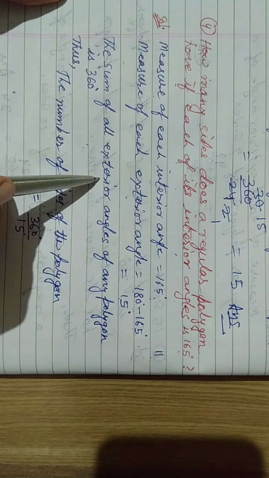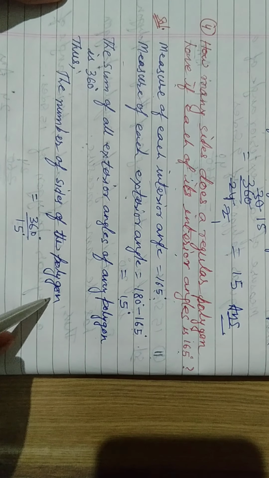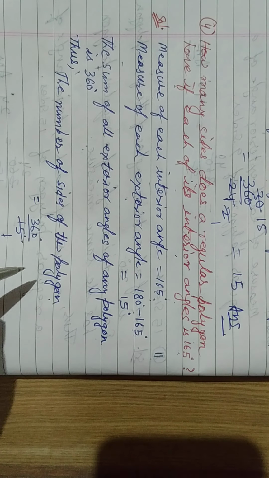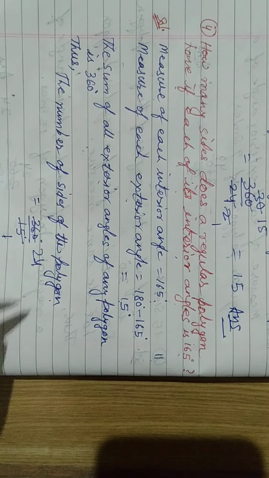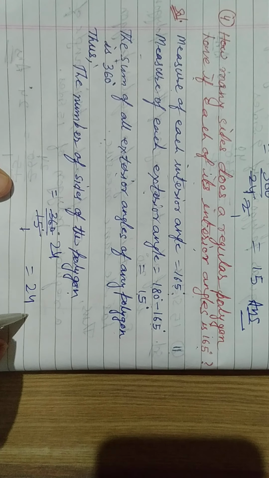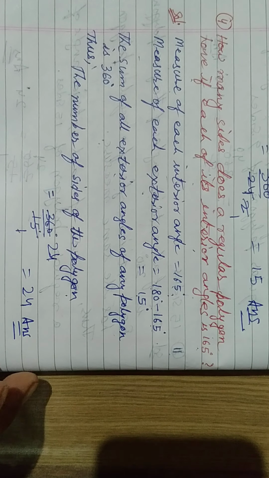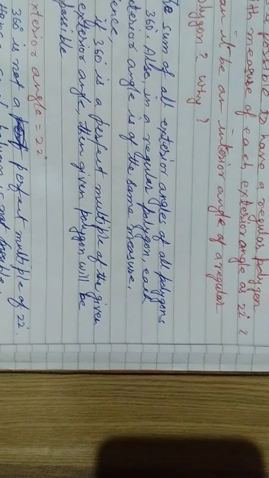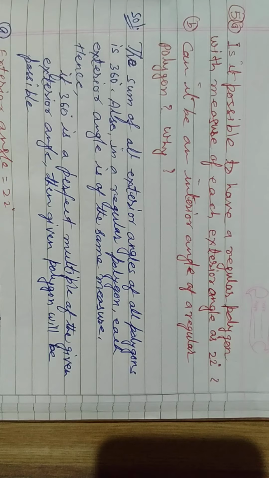We know that the sum of all exterior angles of any polygon is 360 degree. So thus the number of sides of the polygon is 360 degree by 15. Now again you cancel. 15 1 is 15, 15 2 is 30, 6 is left. 6 0, 60, 15 4 is 60. So 24, number of sides is 24. This is also the answer. Okay, this way question number 1, 2, 3, 4 is completed. Now come to question number 5.